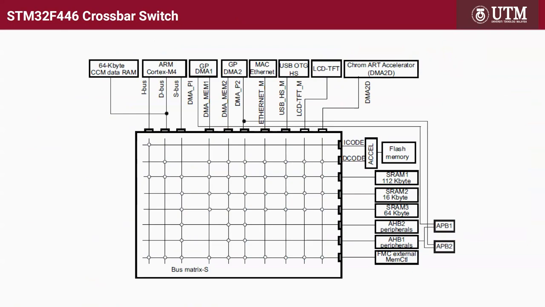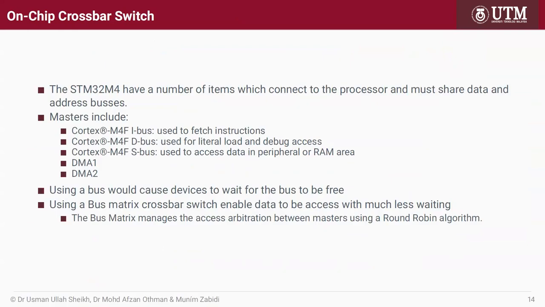Okay, let's jump ahead. Okay, this one. So the processor has many potential bus masters and many slaves. Right? So we have at least 5 masters. We have I bus, D bus, S bus. I bus is used to fetch instructions. The D bus is used to load literals. That means constants inside the data memory.